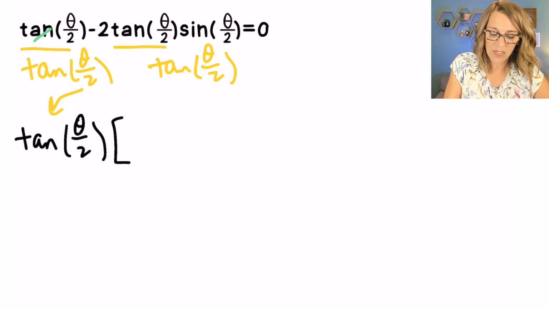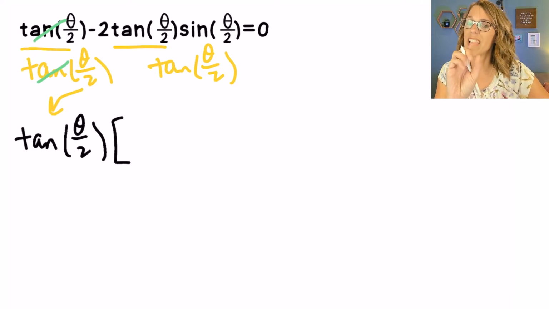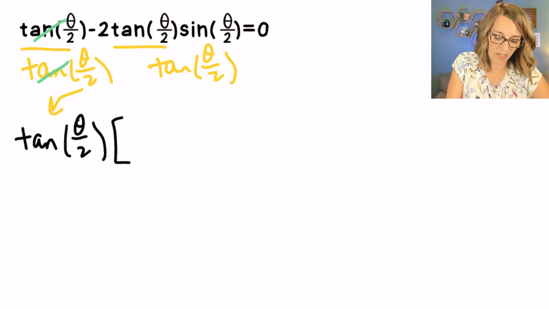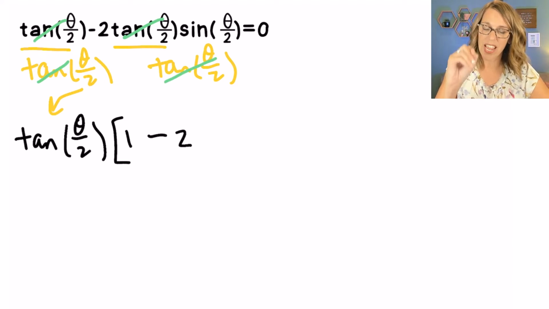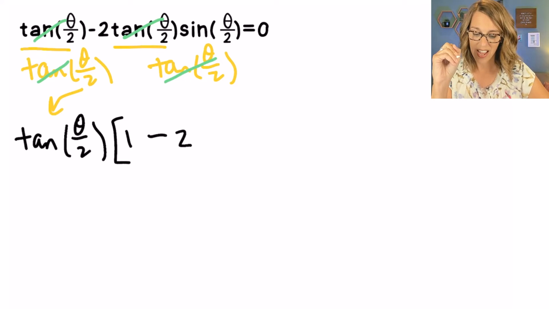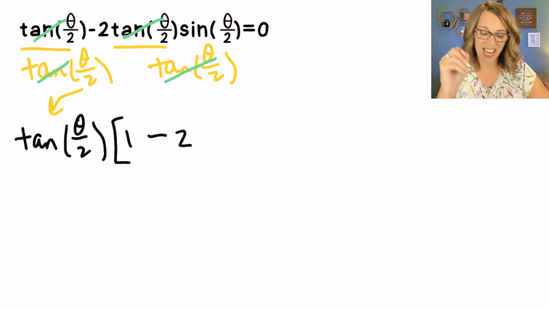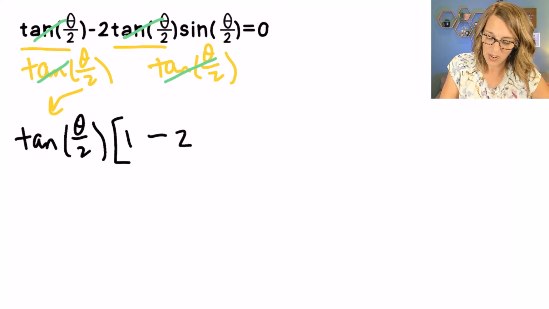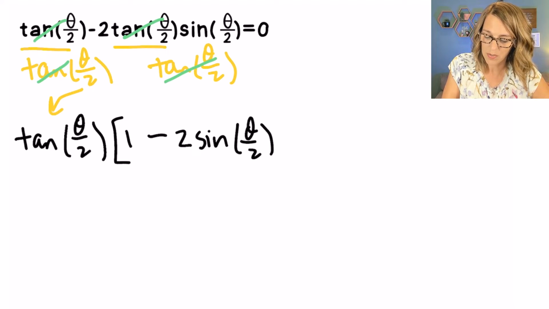I'm going to do that first division. Tan divided by tan is 1, anything divided by itself. So I get a 1 here, and then I've got that minus 2. And I'm going to cancel those tan theta over 2's, and I'm left with that sine theta over 2. So I've got sine theta over 2 is equal to 0.